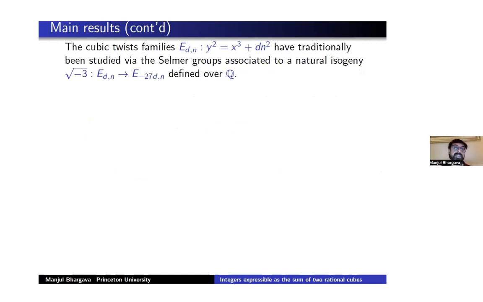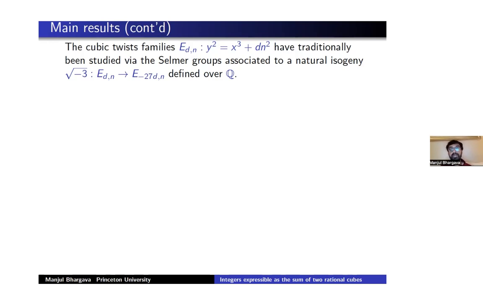So maybe just a little bit of history. These curves, of course, have been studied a lot. The cubic twist families, E_D^N, have traditionally been studied via the Selmer groups associated to the isogeny we'll call square root of minus 3. That takes E_D^N to E_{-27D}^N, defined over Q. So when you have a j-invariant 0 curve, there's a natural degree 3 isogeny from E_D^N to E_{-27D}^N. And so you can study that Selmer group.